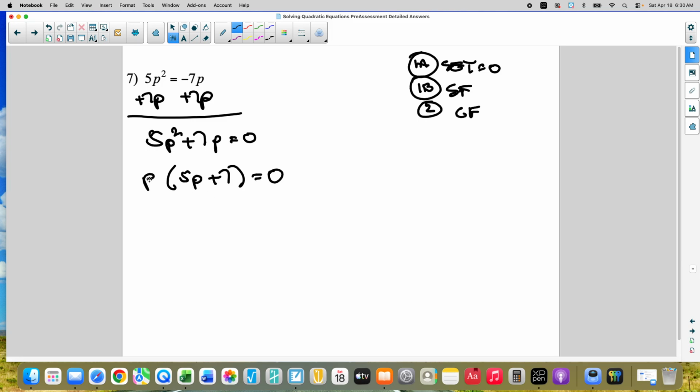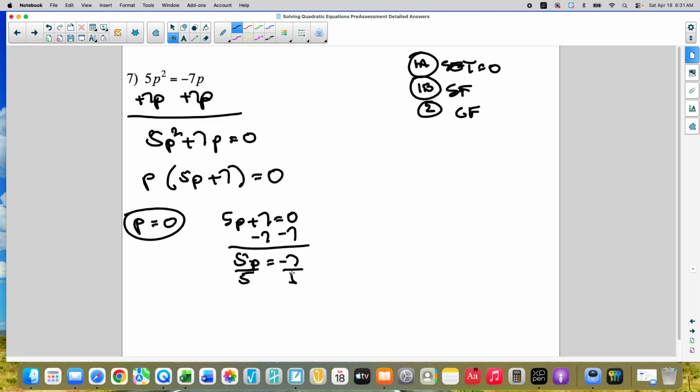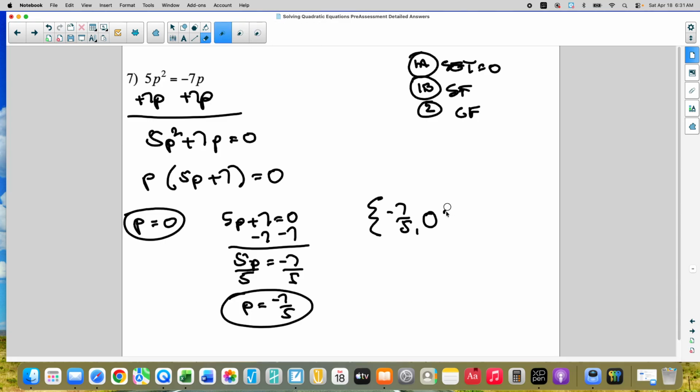We have two boxes multiplying to make 0. Set each one equal to 0. That's the value that makes that box 0. And this value. So our solutions are negative 7/5, comma 0.